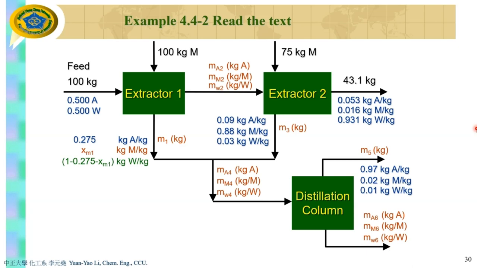So, you put all the unknowns in this flow chart. And now, the question is, do you have enough information to get all the unknowns in this flow chart? Or do you just have partial information to get some of the unknowns, and you cannot get the answer for some of the unknowns? Okay? So please.